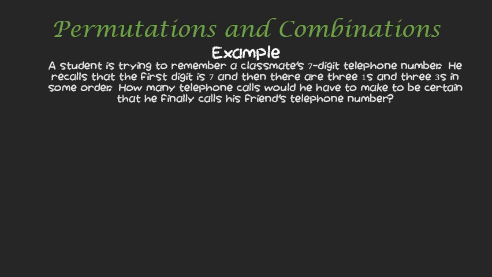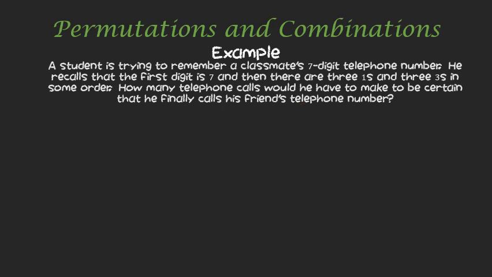All right, let's take a look at another example. This one may be a little bit more fun, might require a little bit more thinking. So let's say we're trying to remember a 7-digit telephone number. And we recall that we know the first digit is a 7, and then there are 3 1s and 3 3s in some order. We don't know what order, but we remember there's 3 1s and 3 3s in this number, and the first number is 7. How many different telephone calls would we have to make to be certain that we finally call our friend's telephone number? Or if we were searching for all the telephone numbers, how many would we have to look at in order to be guaranteed one of them is our friend's telephone number?